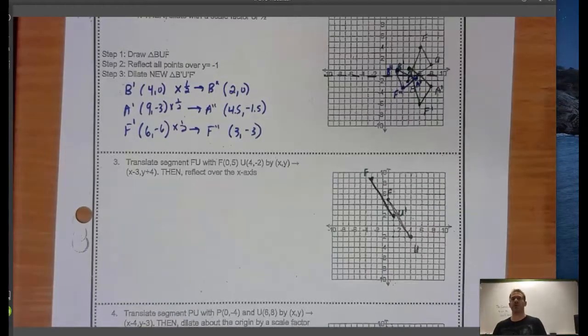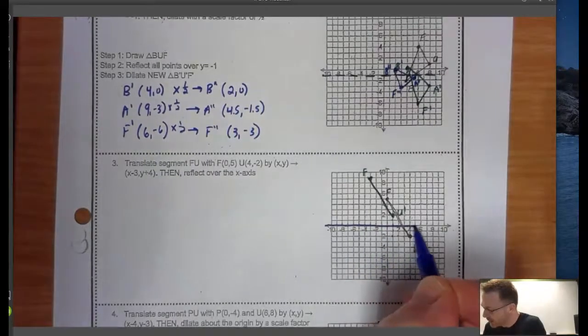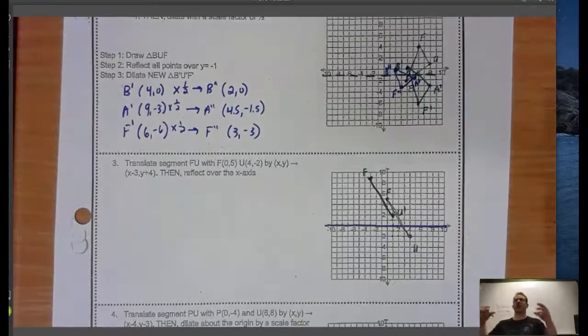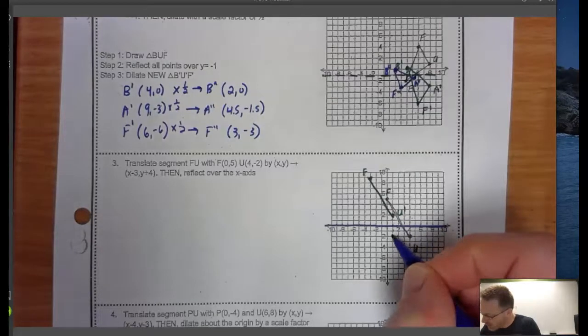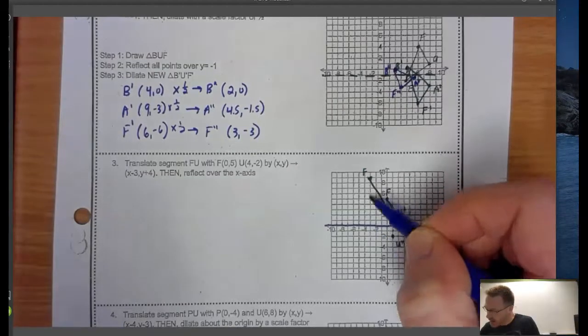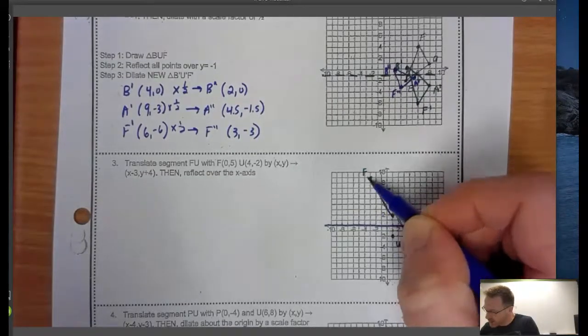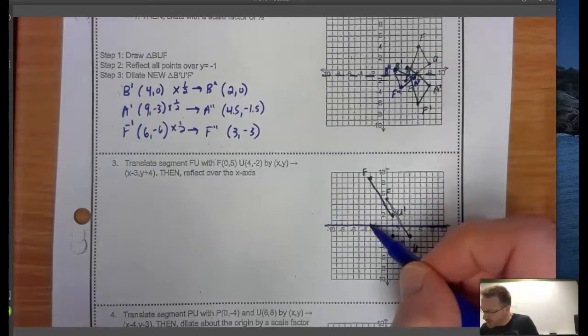Now we want to reflect it over the x-axis. And the x-axis is right here. Just like we said from above, we know that it preserves distance. So we can see that U is 2 above, so U double prime would be 2 below. We can see that F is 9 above here, so then we're going to be 9 below.